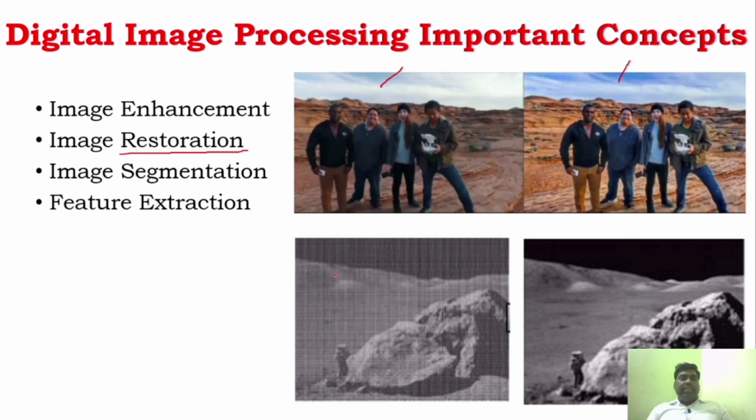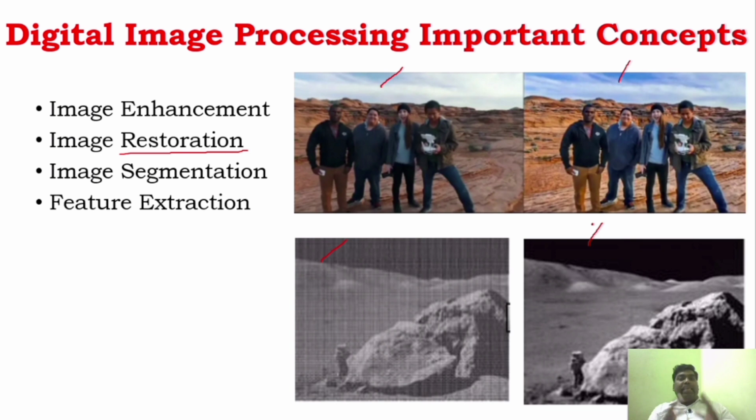You can see this particular image, it is completely blurred, right? And you can enhance it a bit in such a way that you can see the right hand side. So this is called image restoration, restoring the broken image, that is getting the uncorrupted version of the image. That is called image restoration, right?